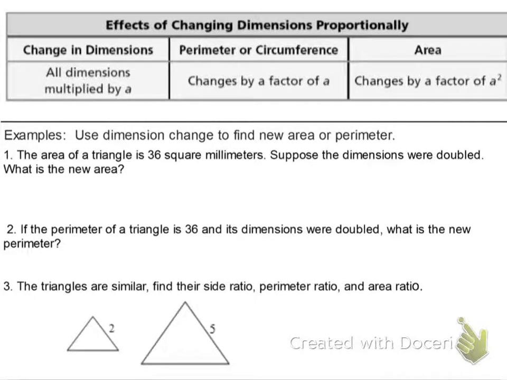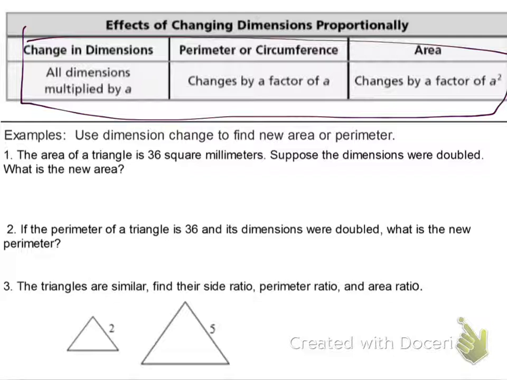And that's basically what this table up at the top is saying. Whatever change in dimensions, if it's multiplied by A, so it could be multiplied by 2, then your perimeter is also going to be multiplied by 2, and your area would be multiplied by 2 squared. That's what I just said on the last slide. All right, so now just looking at some examples the rest of the way.